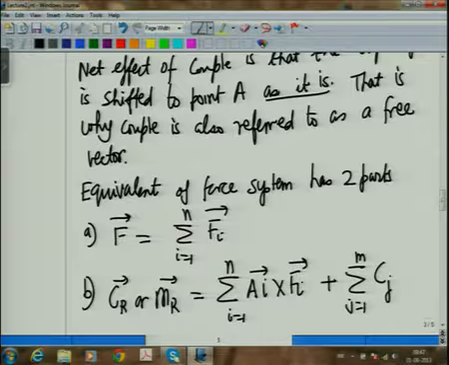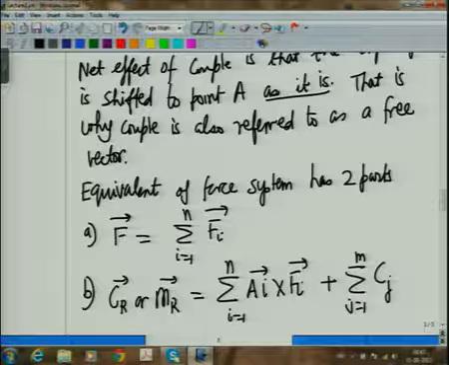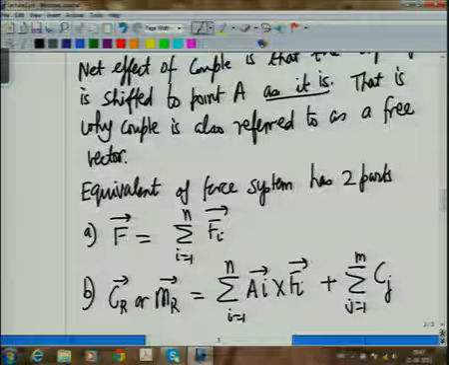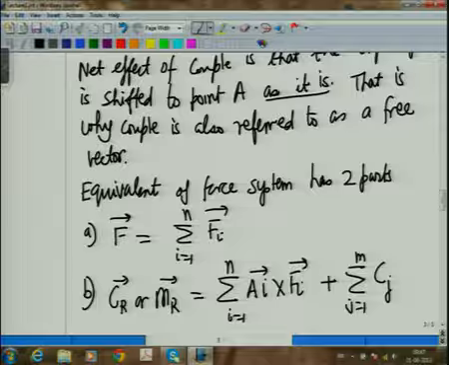Now, next we try to ask a question. Is there a particular point on the body where the equivalent will be only a force or only a couple and not two things? Is this always possible or is it not possible? And if it is possible, then how do we locate that particular point where the equivalent is just a single force? If the equivalent has to be a single force, what will that force be?